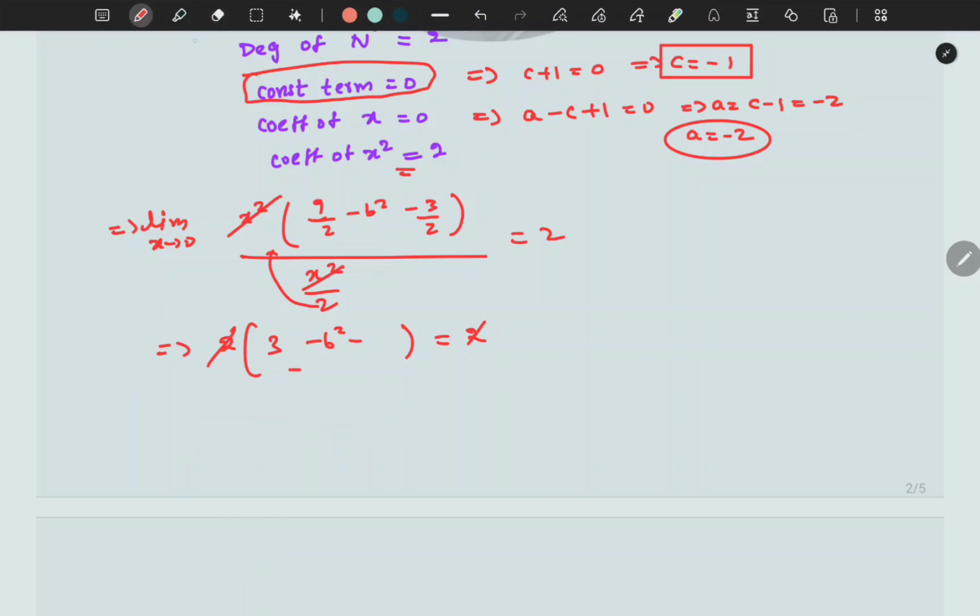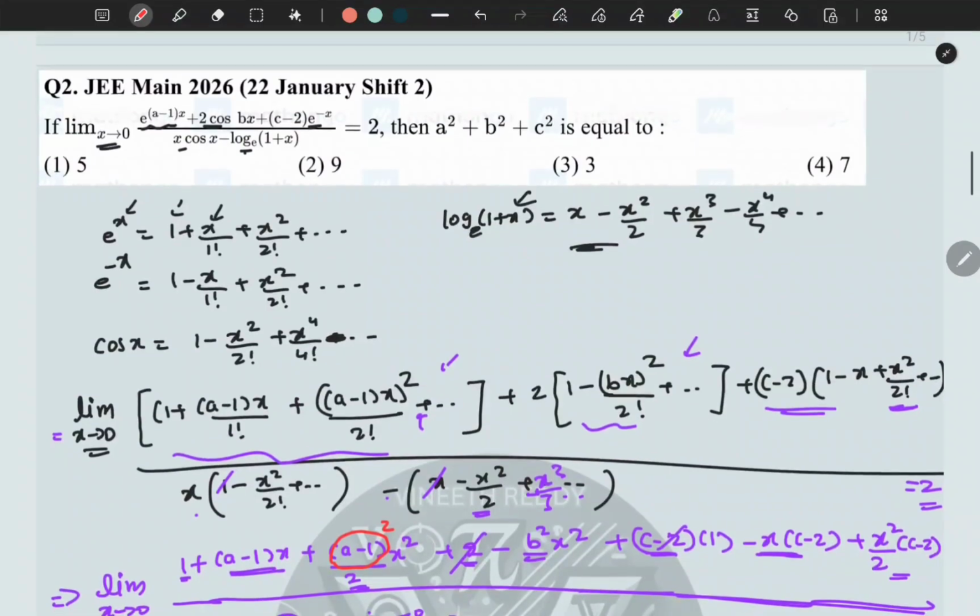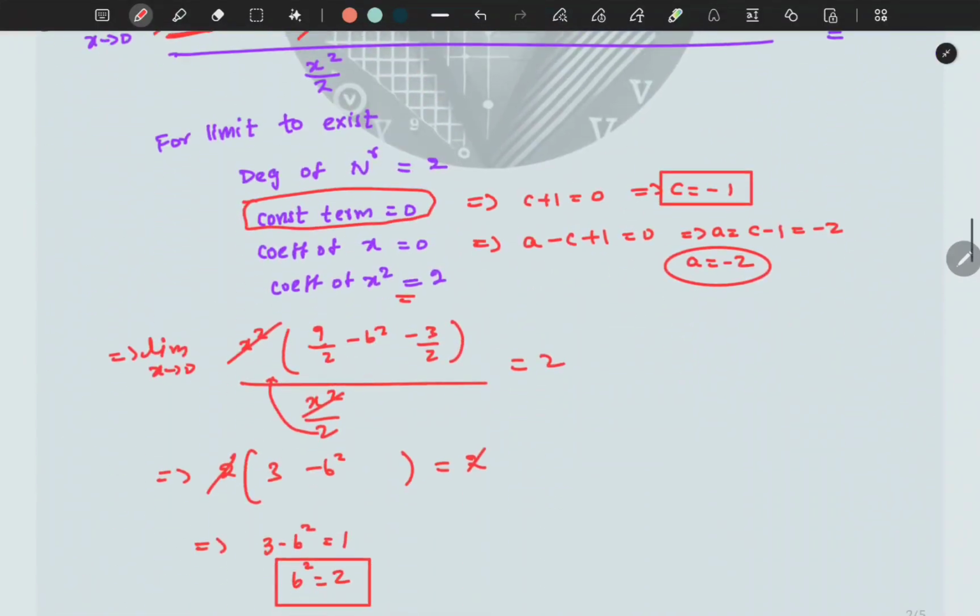So ultimately, yeah, I hope you are with me. Sorry for the inconvenience. So we get 3 minus b square equals 1, and b square is equal to 3 minus 1, which is 2. Ultimately, what is he asking? He's asking us to find the value of a square plus b square plus c square.